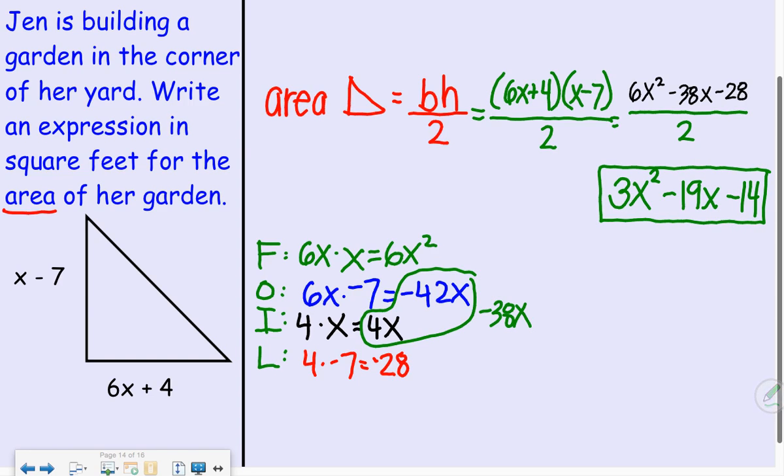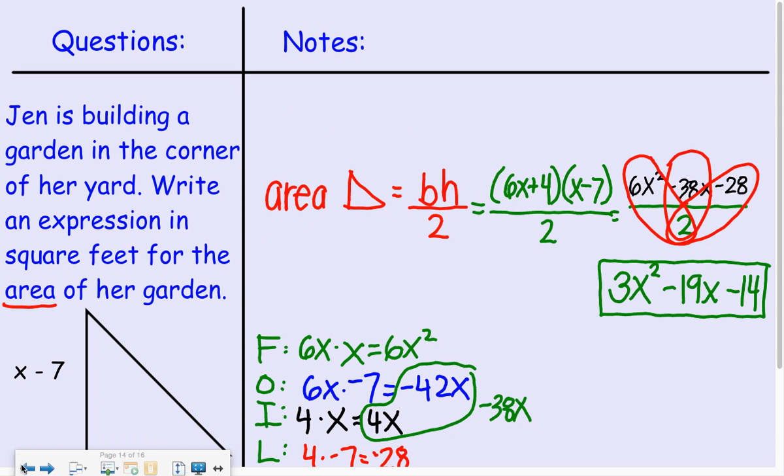6x squared minus 38x minus 28 is not my answer because I have to divide each part by 2. So I did 6 divided by 2, negative 38 divided by 2, and negative 28 divided by 2. All right, that is the lesson.